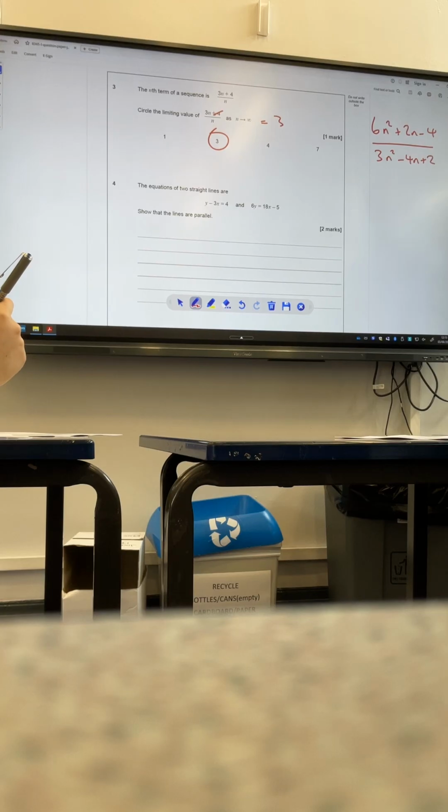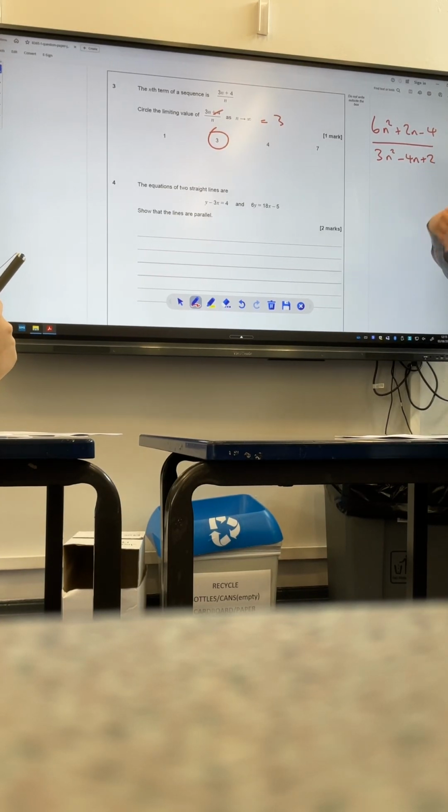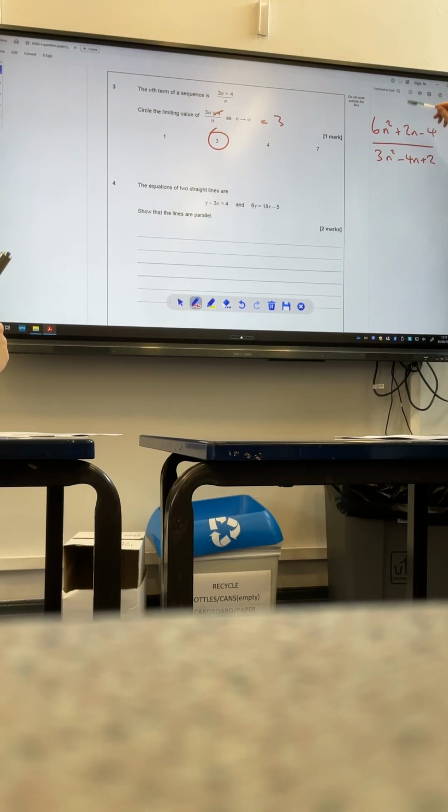You need a bigger booster than that. So, as n tends to infinity, as n gets really, really large, well, 2n is going to get really large, but nothing compared to 6n squared. The 6n squared is going to dominate. Similarly, on the bottom, the 3n squared is going to dominate. So with this kind of situation, you just basically ignore everything apart from the highest powers.